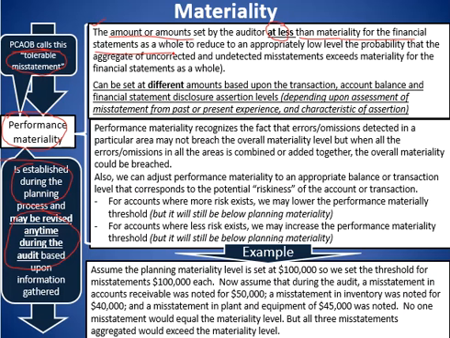Now, what that really means is the amount or amounts set by the auditor at less than planning materiality for the financial statements as a whole. Now, the reason we do this is to reduce to an appropriately low level the probability that the aggregate of uncorrected and undetected misstatements exceeds materiality for the financial statements as a whole.